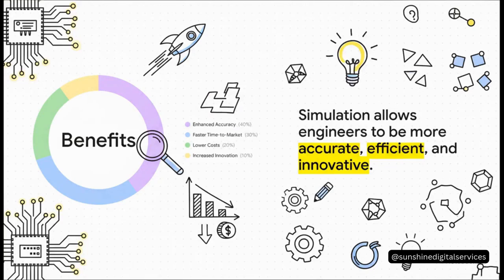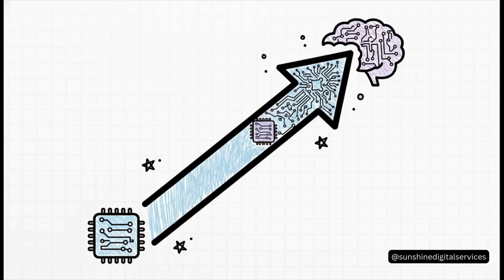So at the end of the day, here's why it matters so much. Simulation leads to more accurate, more reliable products. It gets those products to market faster, and it does it at a lower cost. And maybe the most important thing of all, by freeing engineers from all that tedious physical work, it gives them more time to innovate and explore brand new ideas. And believe me, this is just the beginning.